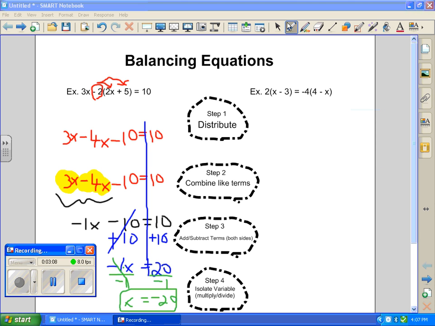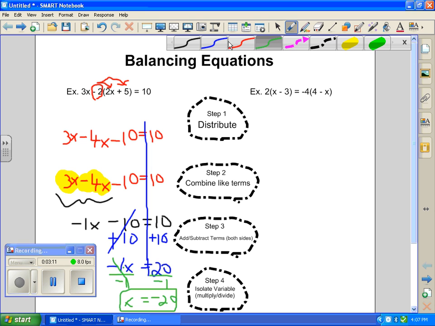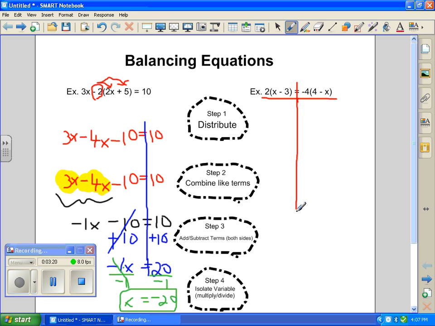Now let's look at this other example. Again, we follow the same process. Let's do this one in red. So first I'm going to draw a balance and a dividing line just for neatness of work. Okay, so we distribute. We have parentheses. You can only distribute when you see parentheses. So we distribute. 2 times x is 2x, and then 2 times minus 3 is minus 6. And we have an equals, so we distribute the -4. -4 times 4 is -16, and a -4 times a negative x is a positive, so a plus 4x.